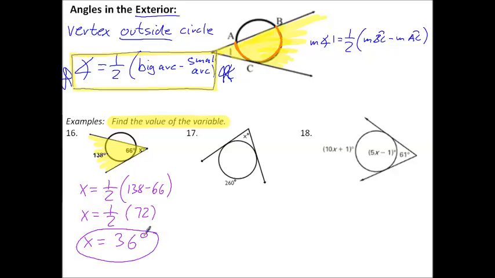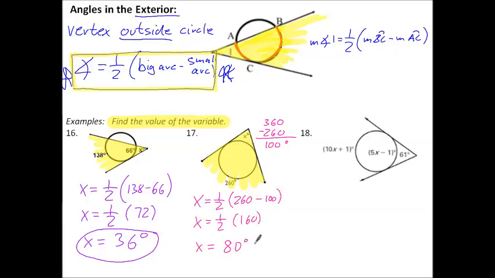In our next example, the arcs created by our exterior angle are pretty large, as our flashlight shows us. One of the arcs is given at 260 degrees. We don't know the measurement of the other arc, but as we can see, both arcs together make up the entire circle. So that's the entire 360 degrees. That means that our smaller arc has to be 360 minus 260, and that is 100 degrees. Okay, that means we're good to go now. X has to be equal to 1/2 times the larger one, 260, minus the smaller one, 100. X is equal to 1/2 times 160. That means X is equal to 80 degrees.